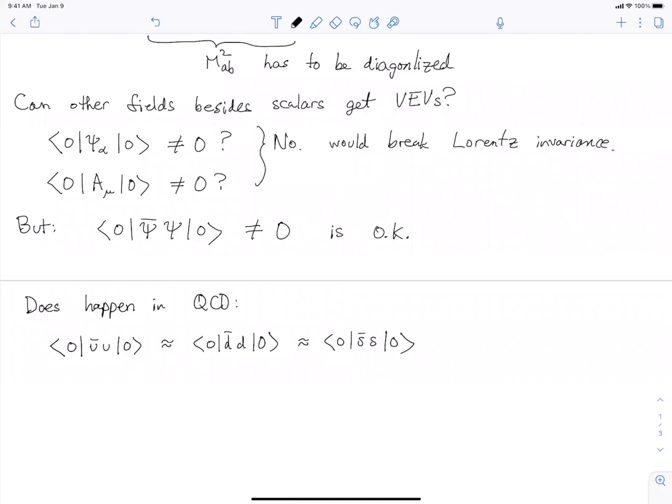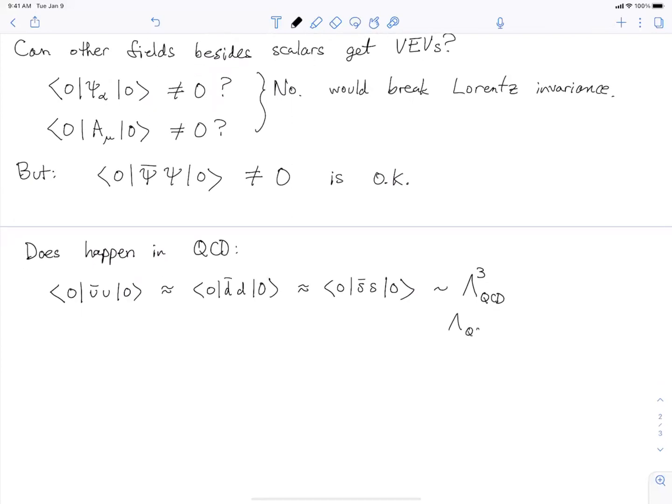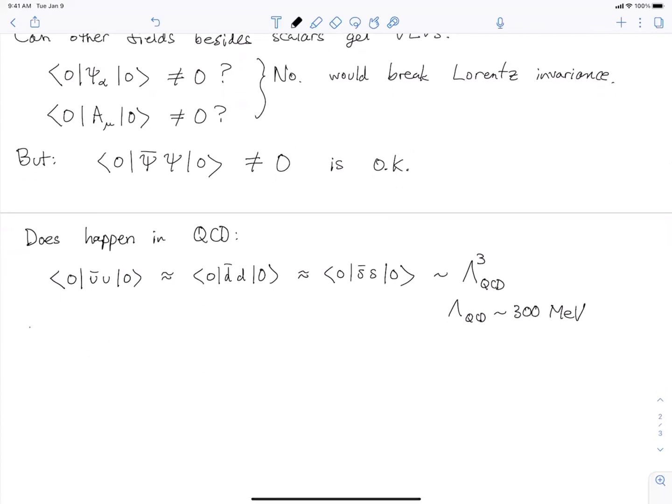And if you ask what that vacuum expectation value is, it's a dimensionful quantity. It's got units of mass cubed, because fermion fields have units of mass to the 3/2. So this should be very roughly of order lambda QCD, the scale at which the QCD coupling blows up, cubed, because that's the only mass scale in the problem. Remember, lambda QCD, very roughly speaking, is of order 300 MeV. Okay, and so that does in fact occur. And this is known as chiral symmetry breaking.